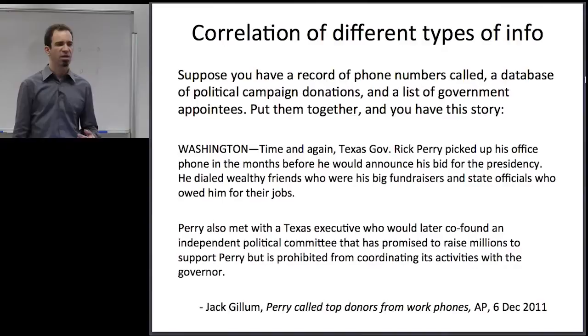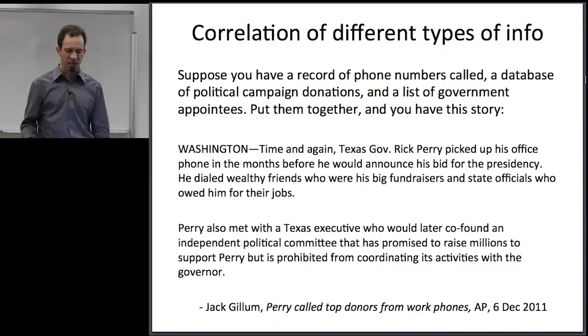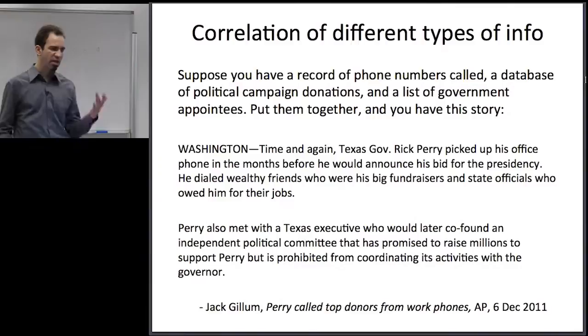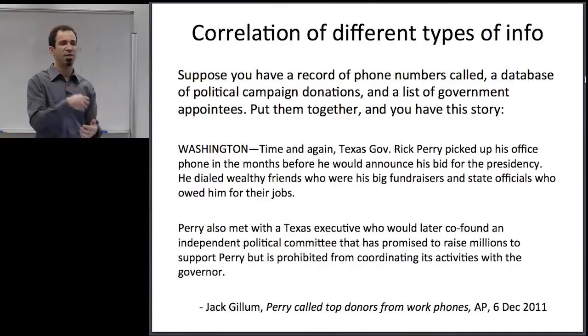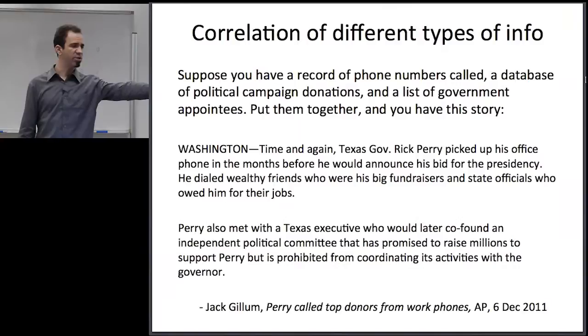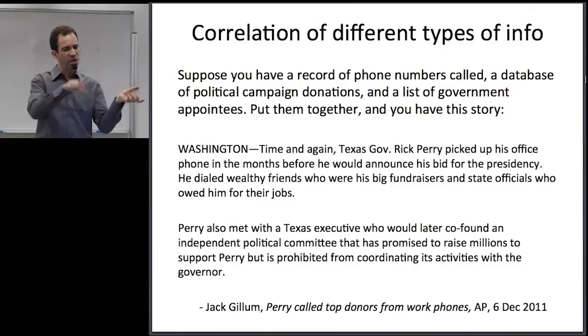So this was a story that Jack Gillum at the AP did right at the beginning of the presidential primaries at the end of 2011, when people were just starting to do their run. What he did is he used the Freedom of Information Act to get a list of the numbers dialed from Governor Perry, who's the governor of Texas. So he had phone numbers. Then he used a political contribution database, which says who was donating and how much, but that database also had phone numbers. So you can match those up. Then he used another list, which he compiled by hand just from going through records of who was appointed by Governor Perry to get different posts. So the governor says, you are now going to be in charge of energy in the state of Texas, right? So you have names. So you're matching names to numbers that Rick Perry dialed.